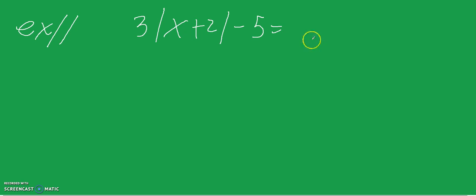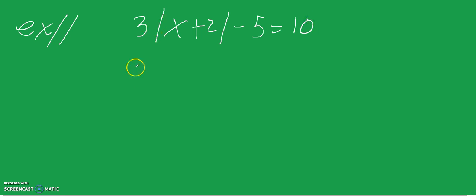Alright, now let's look at an example that's a bit harder. Let's do 3 times the absolute value of x plus 2, minus 5, equals 10. Ooh, that's a bad 10. Let's erase that and try again. Oh no, it gets rid of all my green. Let's do Control Z and fix that. Ah, beautiful. That's what a 10 should look like.